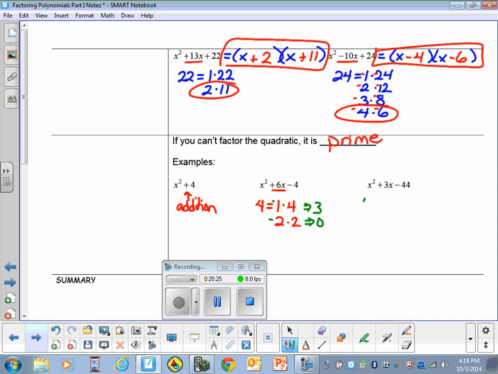With the next example, I look at 44. 44 is 1 times 44, 2 times 22, and 4 times 11. Because it's negative, one factor has to be positive, one factor has to be negative. When I look at the middle, the biggest one is positive. If I add these up, I get 43, 20, and 7. None of those equal 3, so it doesn't factor. It is considered prime. Okay, at this point you need four questions and a summary.